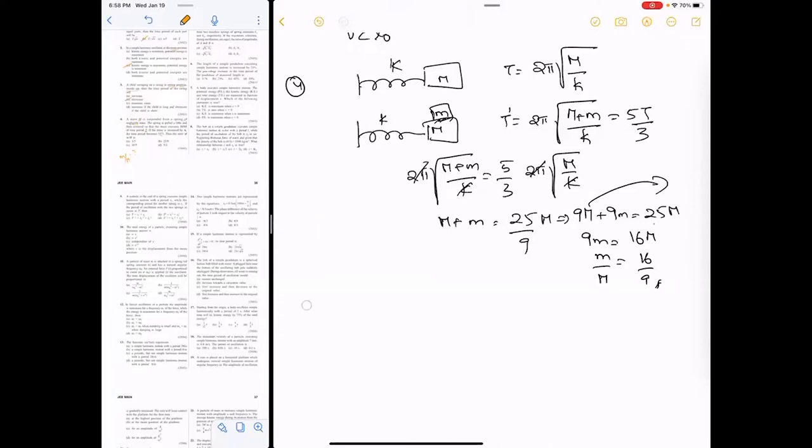So just writing small m or capital M doesn't make it bigger. The actual value makes it small or big. So small m by capital M is equal to 16 by 9.